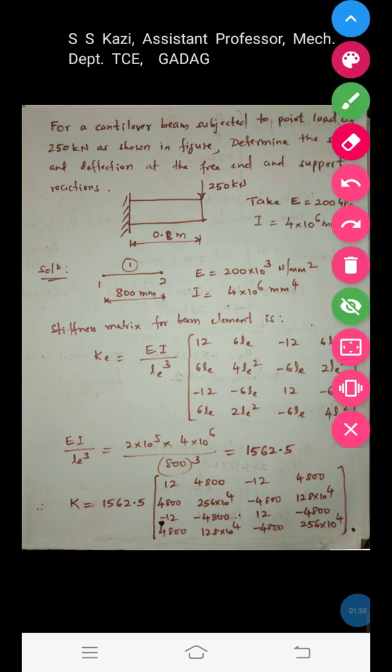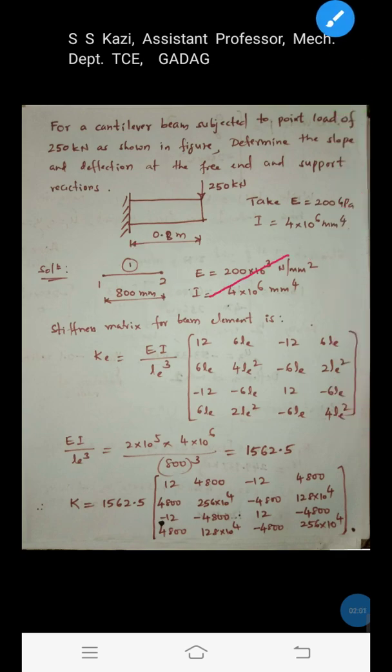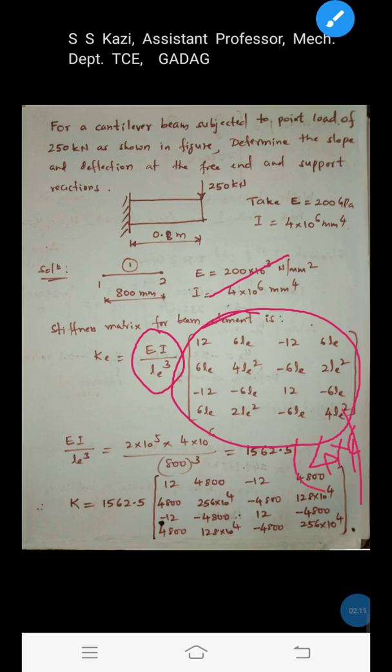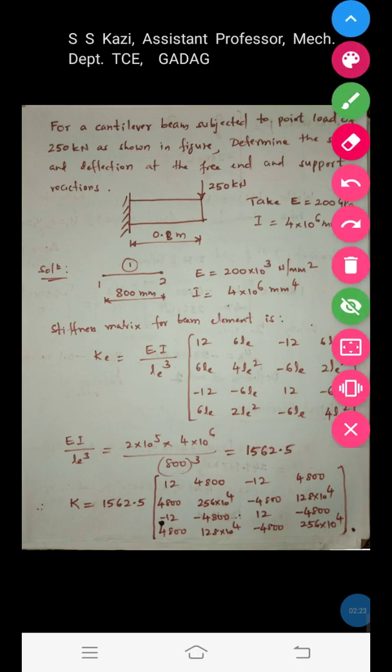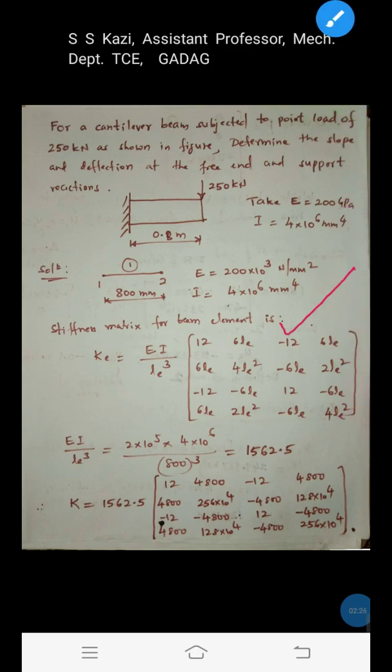Now the stiffness matrix for the beam element is given by EI divided by LE cube, into a matrix of 16 terms, that is 4 cross 4. As we know, at each node of the beam element there are 2 degrees of freedom, so there are totally 4 degrees of freedom, hence the order of the stiffness matrix of a single element of a beam will be 4 cross 4. First you write down EI by LE cube outside, into the bracket 12, 6 LE, minus 12, 6 LE, 6 LE, 4 LE square and so on. All these terms you write.